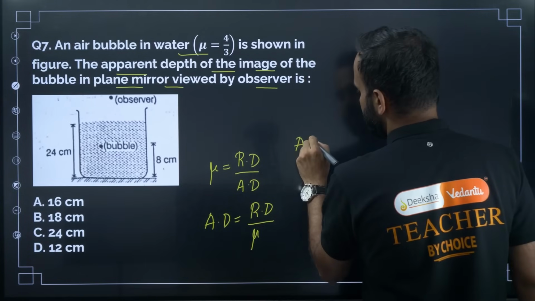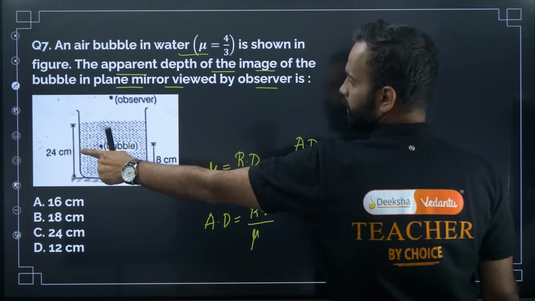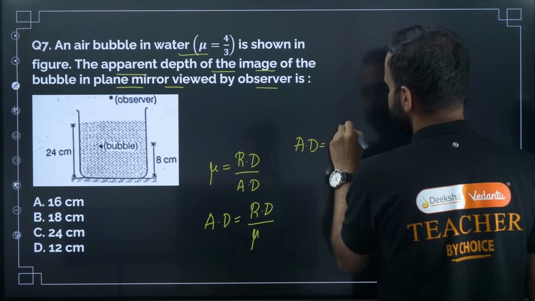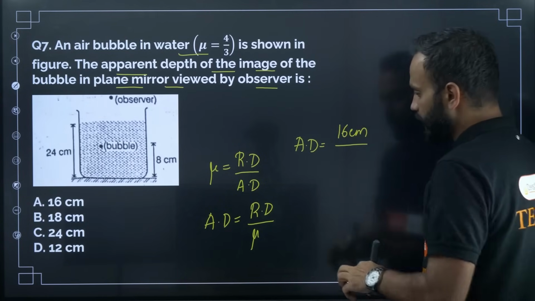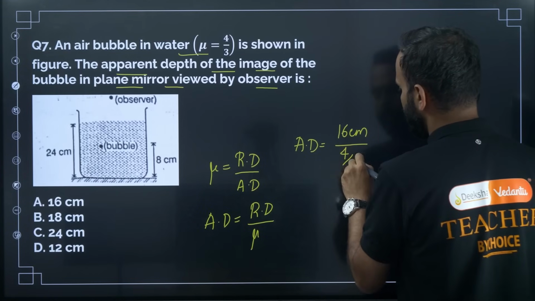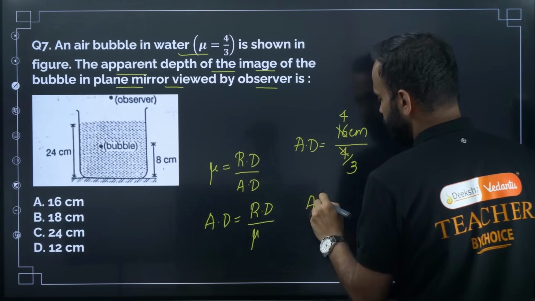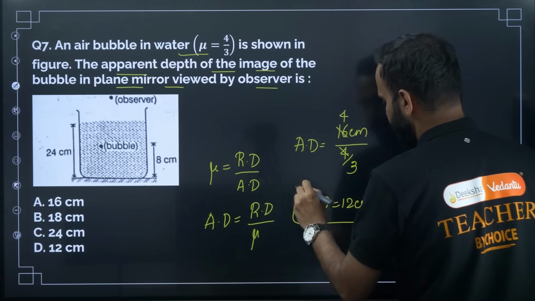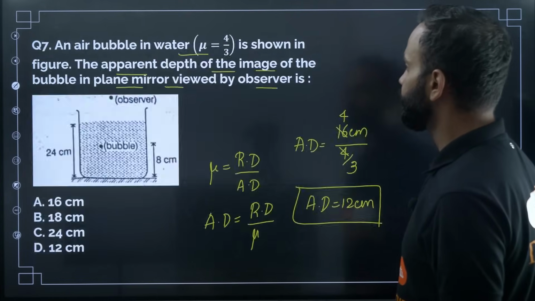So apparent depth is equal to real depth. Real depth is here 24 minus 8 centimeter, so that is 16 centimeter, right? 16 centimeter divided by mu is 4 by 3. So 4 4s are 16, 4 into 3 is 12. So apparent depth is equal to 12 centimeter. Next question, question number 8.